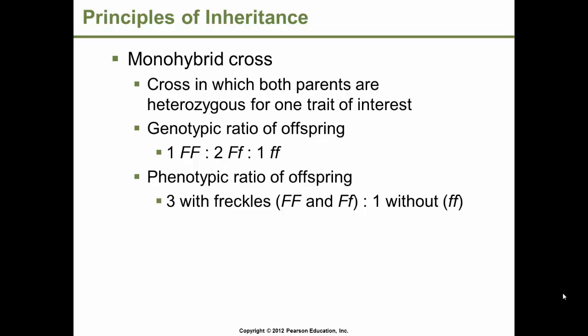A monohybrid cross is a cross in which both parents are heterozygote for one trait. In other words, in the example of freckles, they would be both capital F, little f. The genotypic ratio of offspring resulting from this monohybrid cross between two heterozygotes would be 1 homozygous dominant, 2 heterozygotes, and 1 homozygous recessive. So in the example of freckles, there would only be one out of the 4 possibilities that would not express freckles.